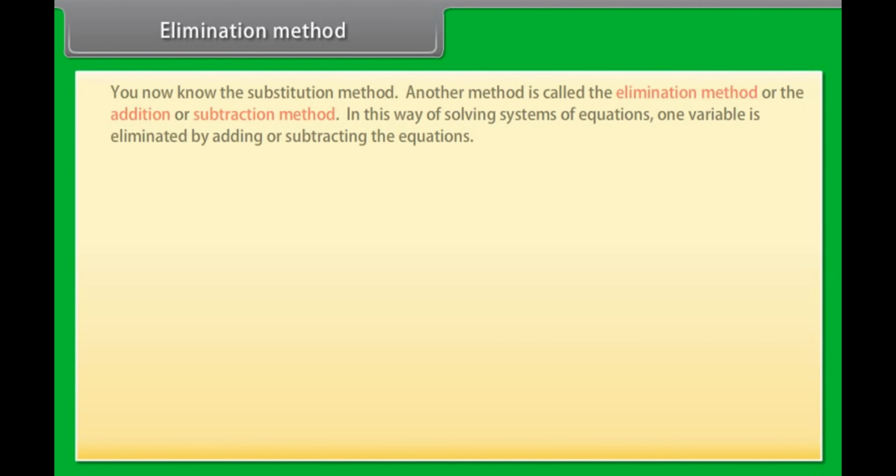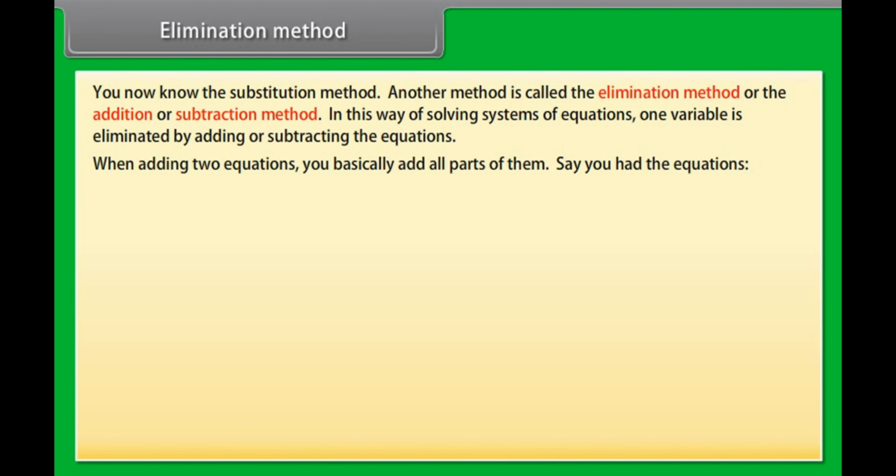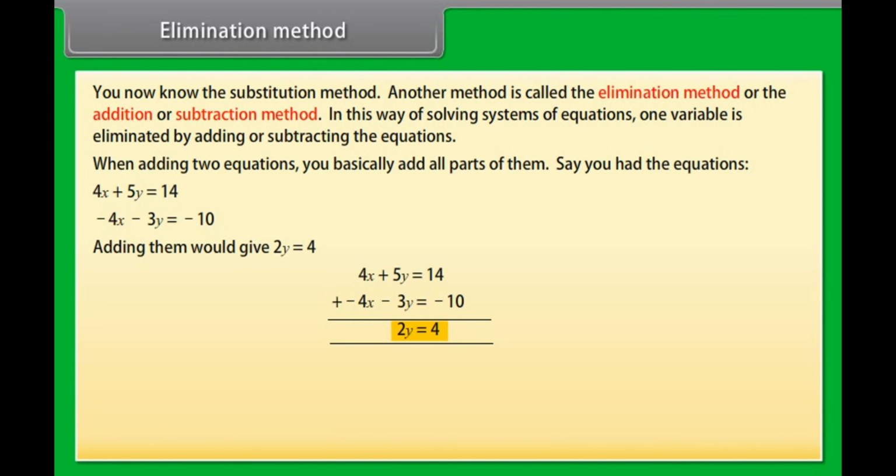Elimination method. You now know the substitution method. Another method is called the elimination method or the addition or subtraction method. In this way of solving systems of equations, one variable is eliminated by adding or subtracting the equations. When adding two equations, you basically add all parts of them. Say you had the equations 4x plus 5y is equal to 14, and minus 4x minus 3y is equal to minus 10. Adding them would give 2y is equal to 4.